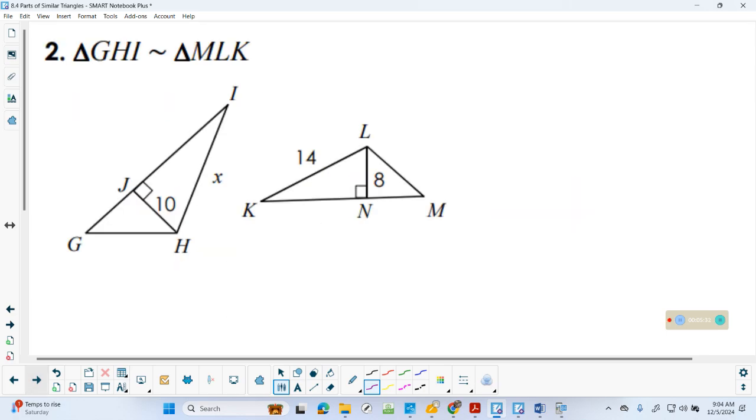But we start with the middle. So same thing here. This time we have altitudes, right angles. So I'm going to start with the middle. So I'm going to do 10 over 8. Now, this one to me is pretty straightforward because what are the only other sides you have on the triangles labeled? What has to be your next fraction? What over what?